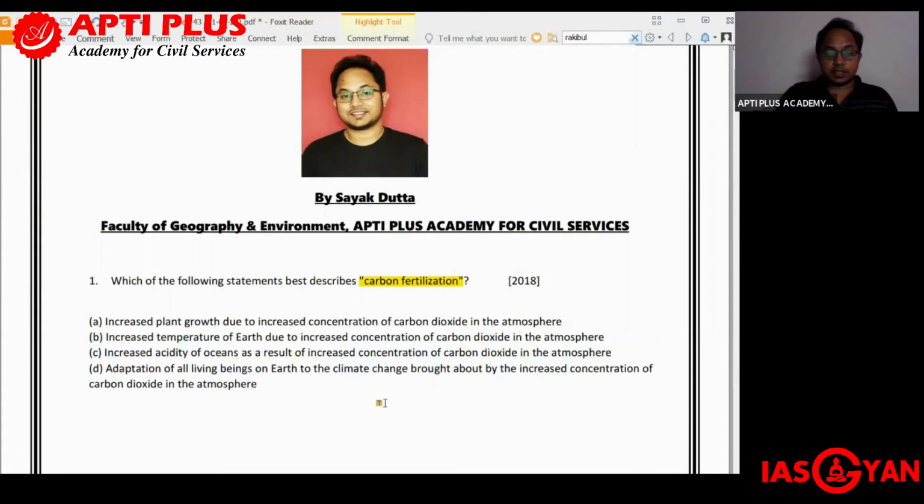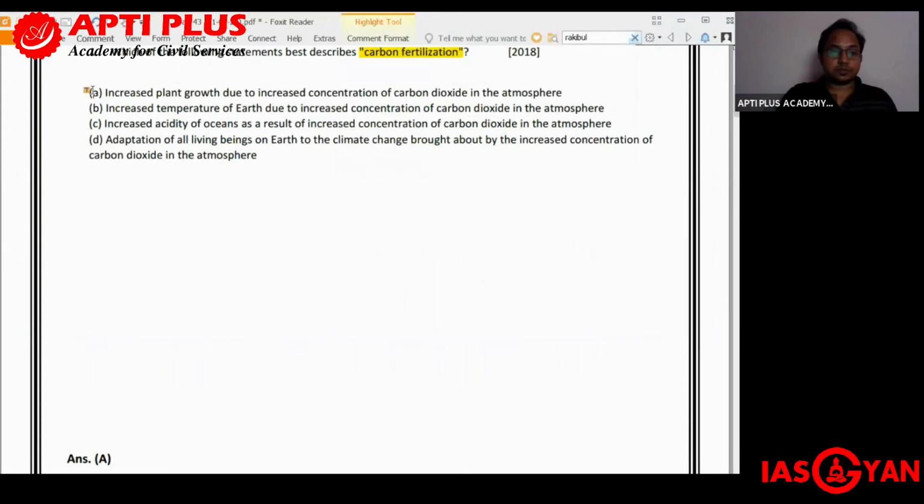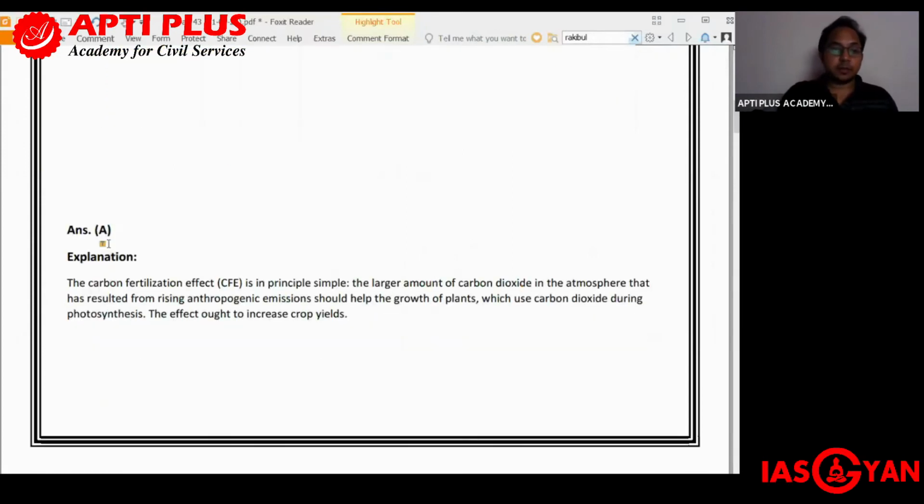So the right answer for this is A. That is increased plant growth due to increased concentration of carbon dioxide in the atmosphere. This is what is meant by carbon fertilization. So let us look at the explanation part.